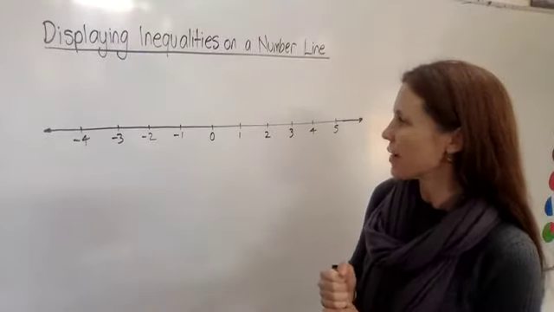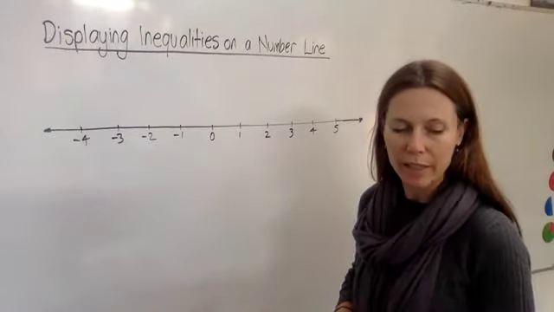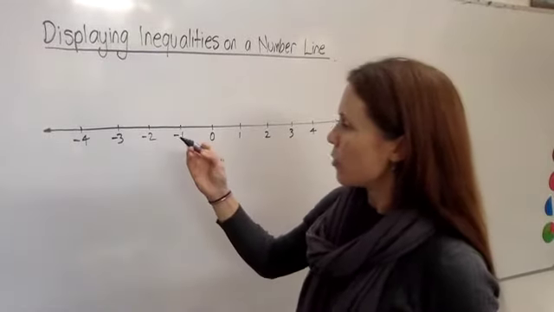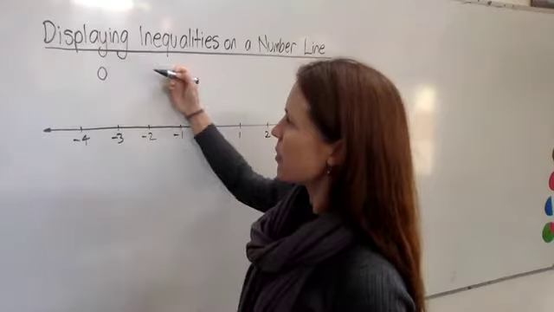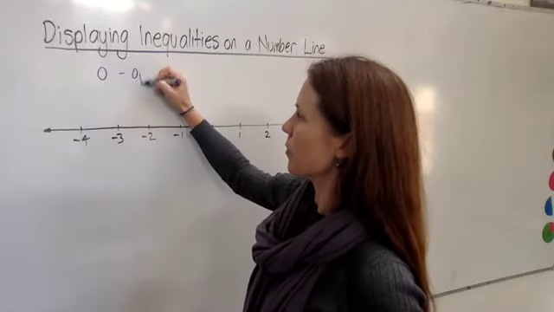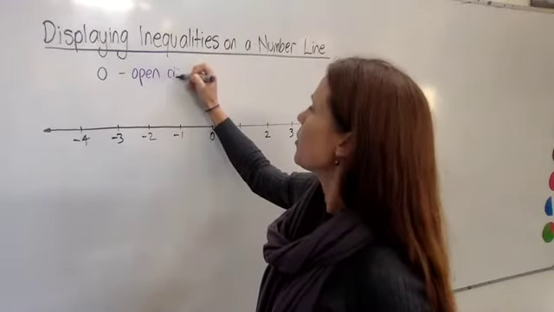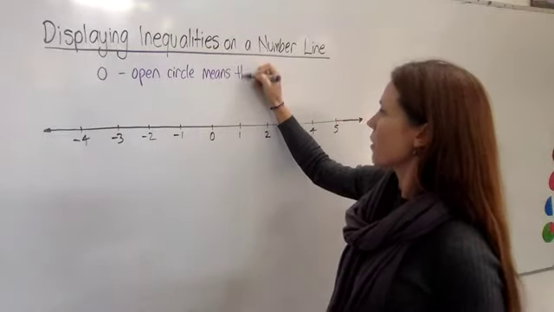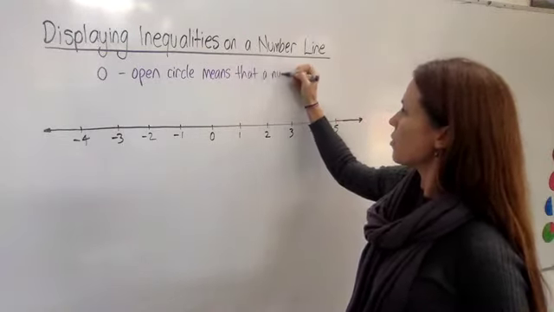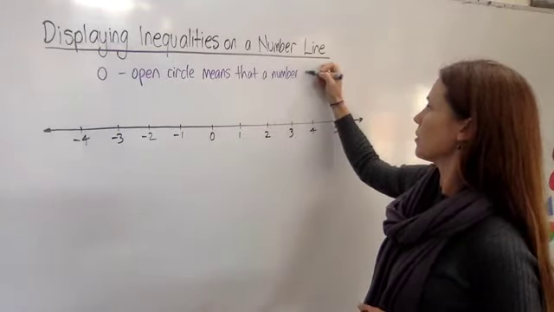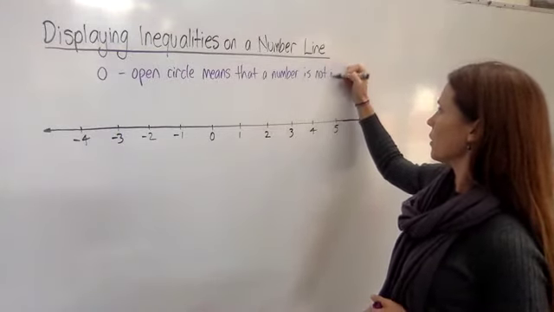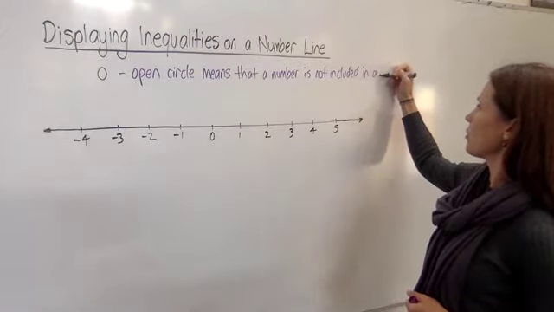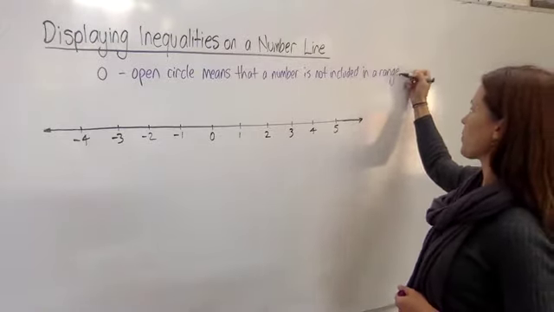Inequalities can be displayed on a number line using a couple of really easy conventions. We need a couple of rules that we need to know. An open circle, we can write these notes down. Open circle means that a number is not included in a range. This will make sense in a moment.